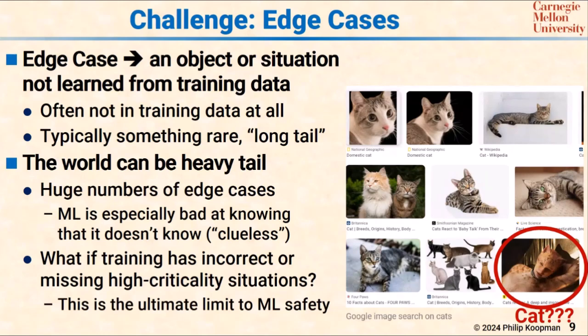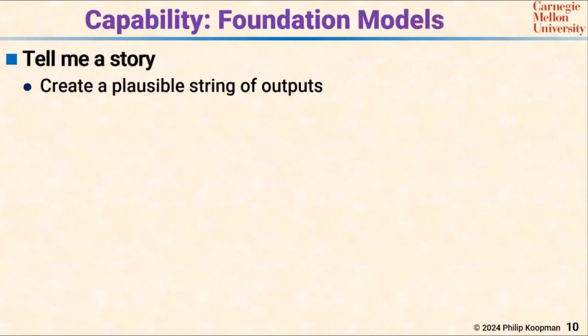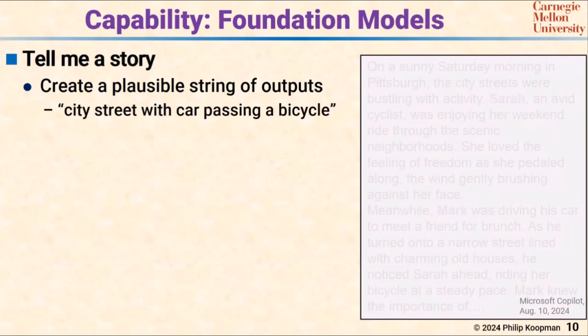Ultimately, the limit to machine learning safety is edge cases. That's just a fundamental thing, that it's a statistical technology. We're going to get back to safety, but ultimately the limit is edge cases, in particular on classification and prediction. Next capability, foundation models. Tell me a story. Create a plausible string of outputs. And lots of people are having lots of fun with this, and it is an amazing technology.